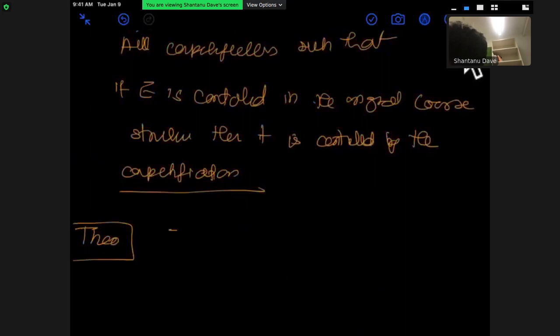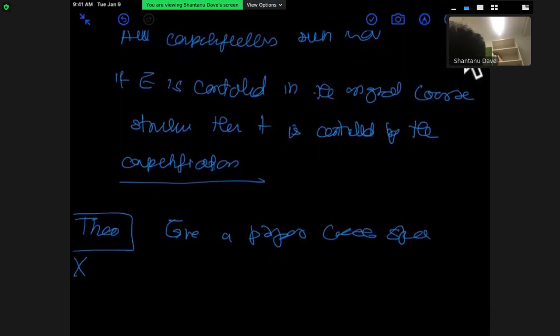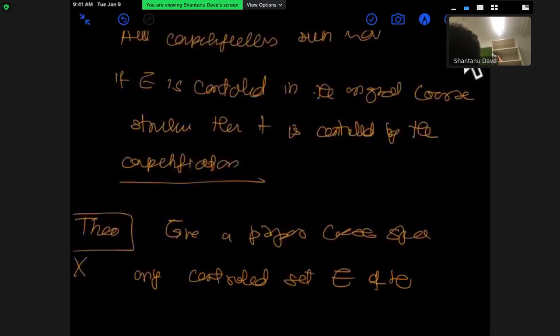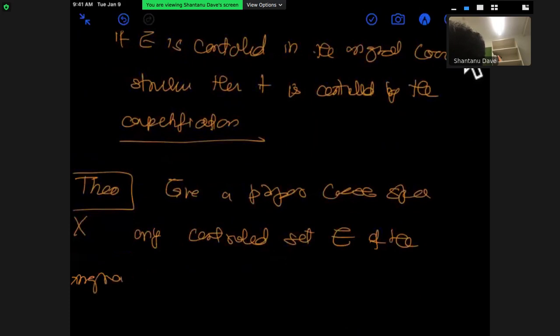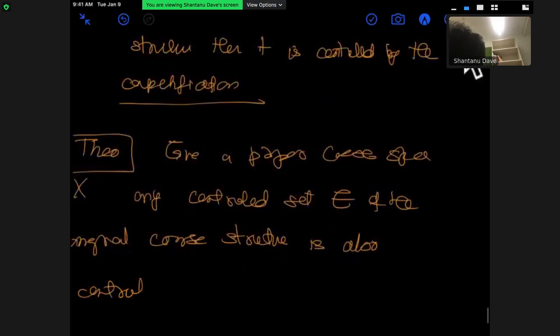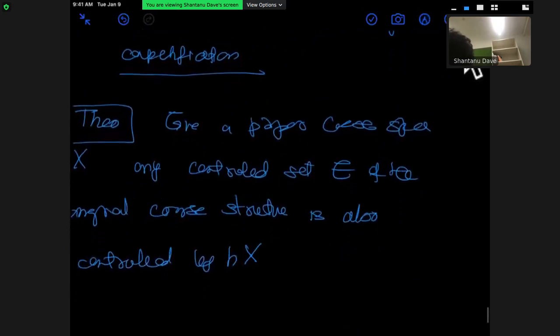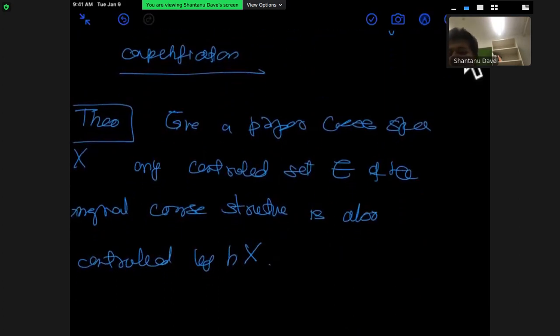Given a proper coarse space X, any controlled set E of the original coarse structure is also controlled by hX. Okay, so this is the first part of it. And the second thing is something more: that this is actually universal. So there is a universal property. So this is A.